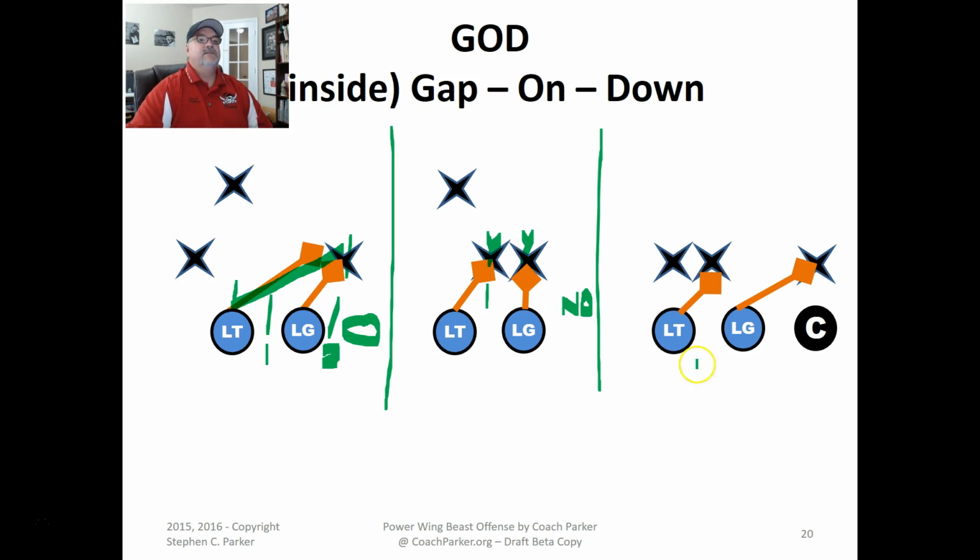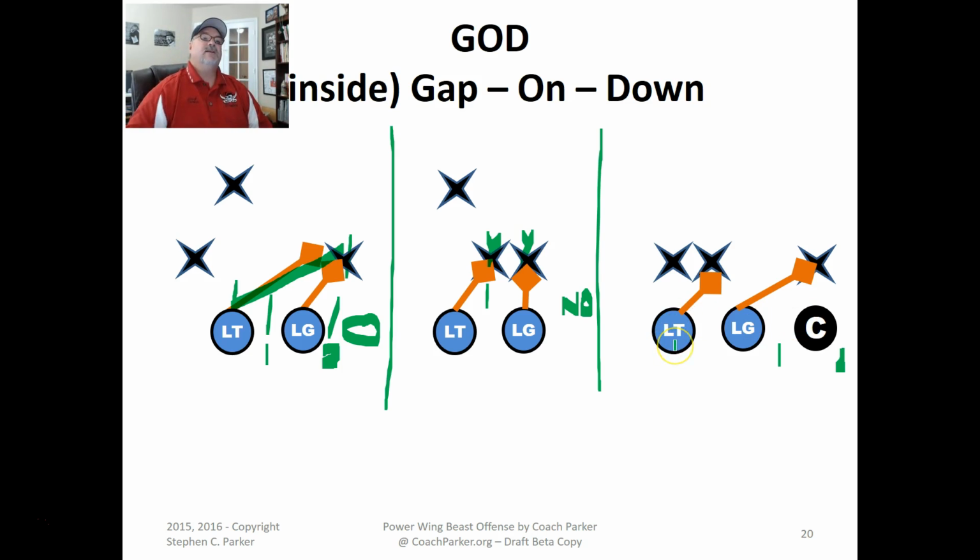And then the third group here, the left guard says inside gap, no, on, no, but down, because there's a guy within basically one or two gaps for him. He's going to help the center double team that nose guard.